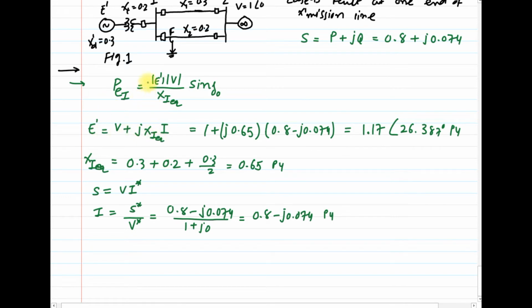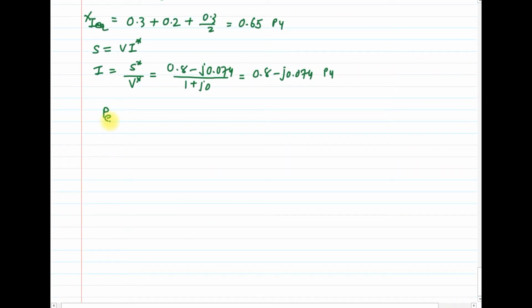So just substitute the value in this first equation, we will get the power transfer by the machine during initial operating condition, which is equal to 1.17 with voltage magnitude divided by X1 equivalent into sine delta 0. So we will get PE1, which is equal to 1.8 sine delta 0.